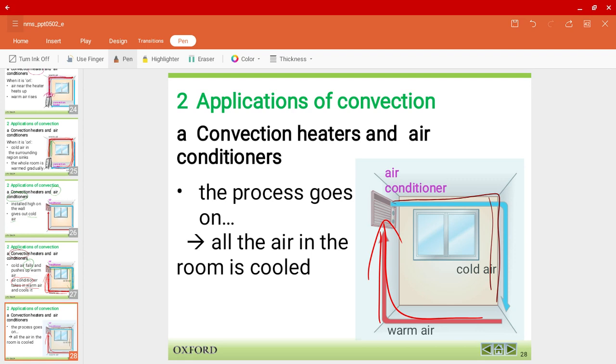There are some more examples in your textbook. You can have a look, but all these examples have one thing in common, which is that thermal energy is transferred upwards by the process of convection. Another thing to remind you: this is only for liquids and gases.